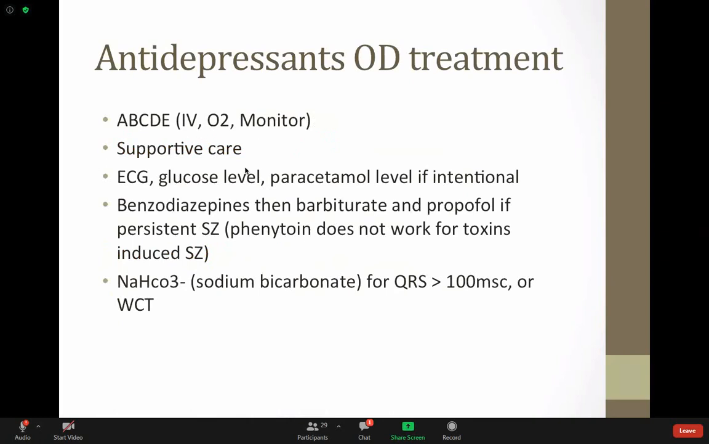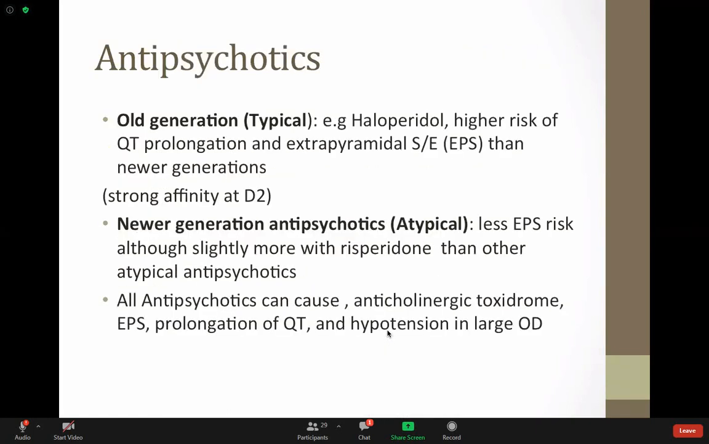Treatment: ABCs, supportive care as usual, ECG, check their glucose. There are cases of antidepressants causing hypoglycemia. Check the paracetamol, because if it's an intentional overdose, we want to make sure that they don't have paracetamol overdose. And benzodiazepine for seizure, okay? We don't use phenytoin. Sodium bicarb if they have a wide QRS, and magnesium sulfate if they have prolonged QTc.